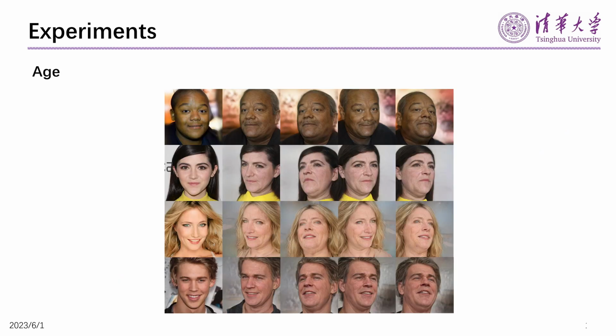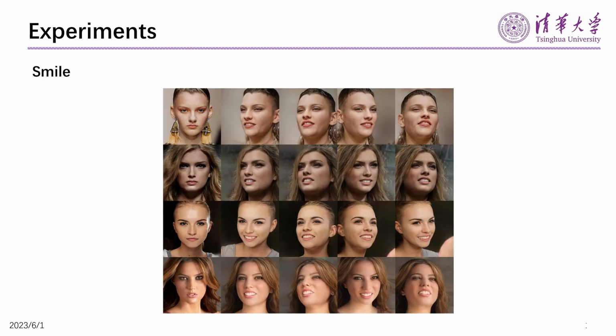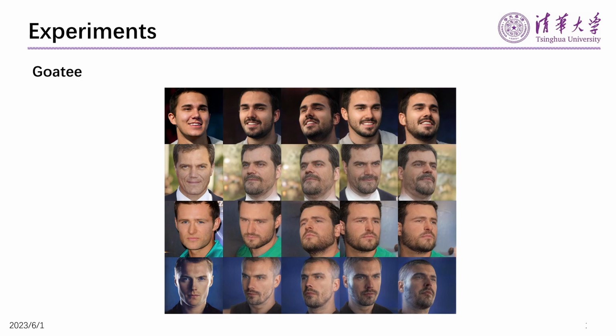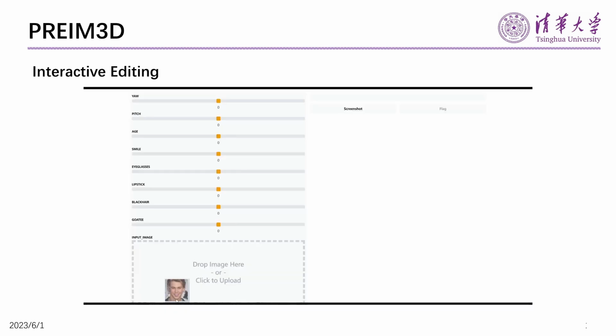Here are some visual results. This is increasing age. This is wearing eyeglasses. This is smiling. This is wearing a goatee. This is waving hair.